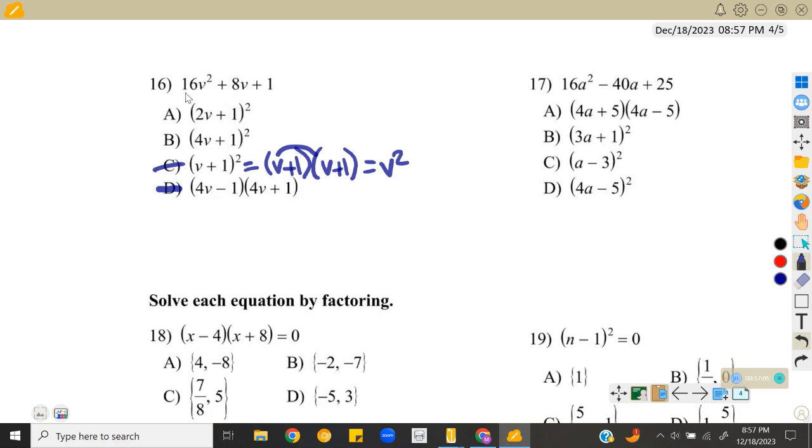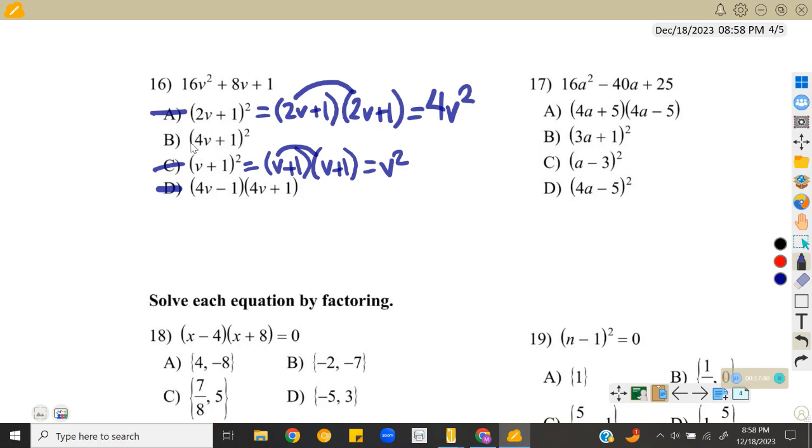Okay, and then realize, wait a minute, 16v squared, which one of these is going to give me that, right? Can it possibly be 2v plus 1 squared, which would mean 2v plus 1 times 2v plus 1? If I multiply that out, I'm going to get 2v times 2v, and 2 times 2 is 4, and v times v is v squared. So we get 4v squared, and not 16v squared, and therefore we could cross that one out.